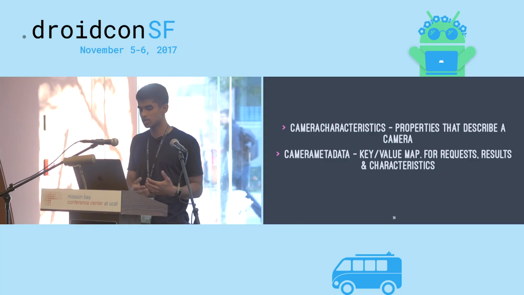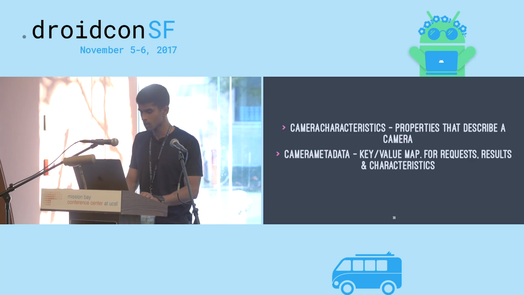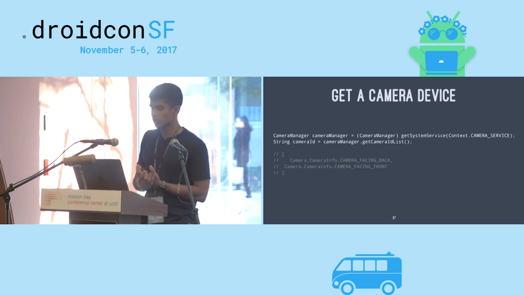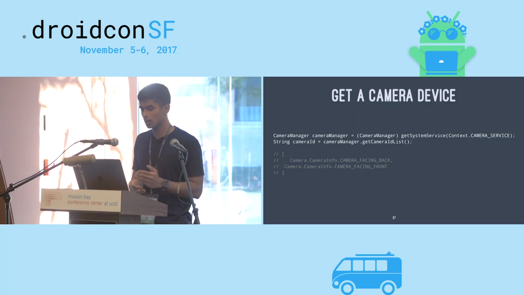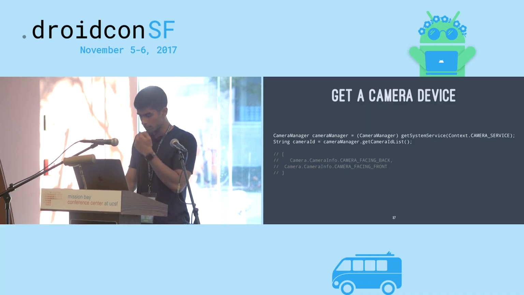Camera characteristics, again in simple terms, are basically properties that describe the camera. And camera metadata is just a key-value class that has all these constants for camera characteristics that you can query or set for requests, and for capture requests and capture results as well. So let's start with getting a camera device. Very simple. You use the system service, get the camera manager, and then get the camera ID list. Usually it returns something like camera facing back and camera facing front, or external if there is one.